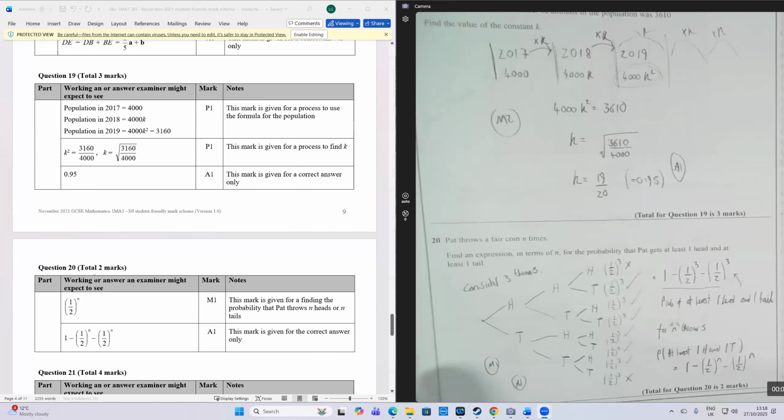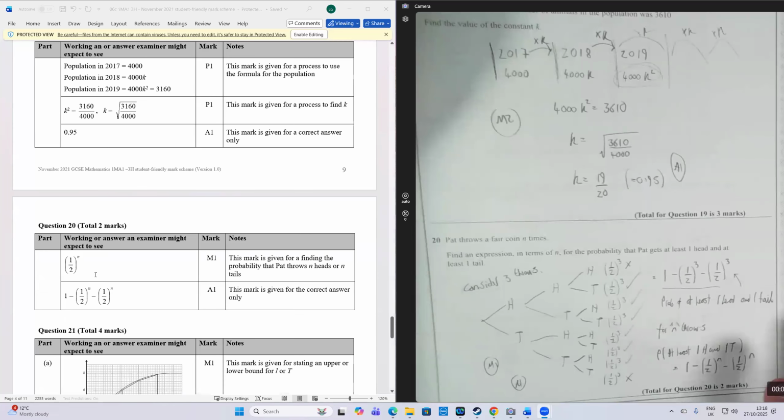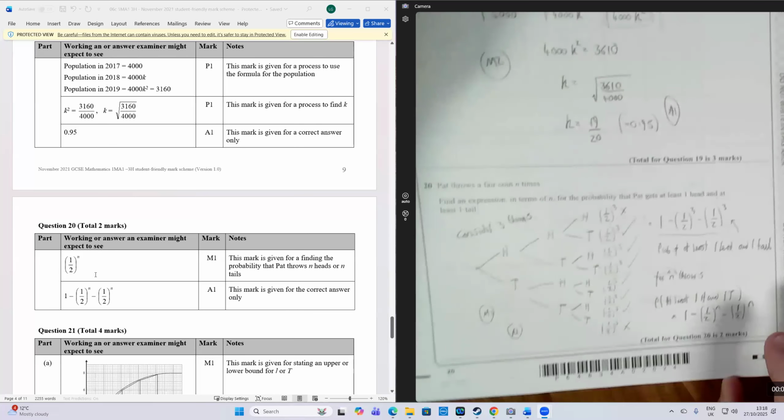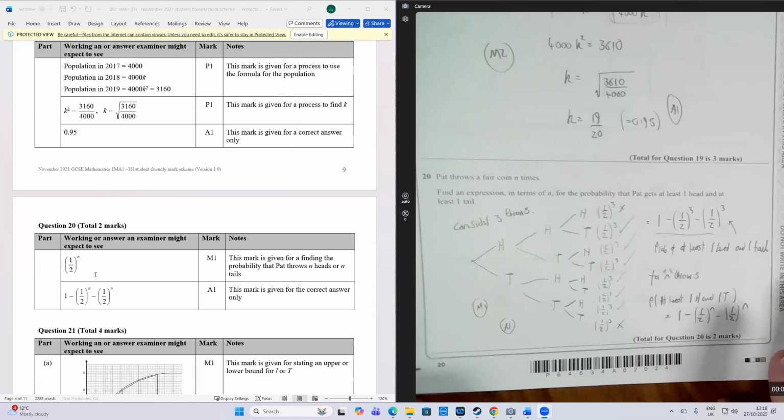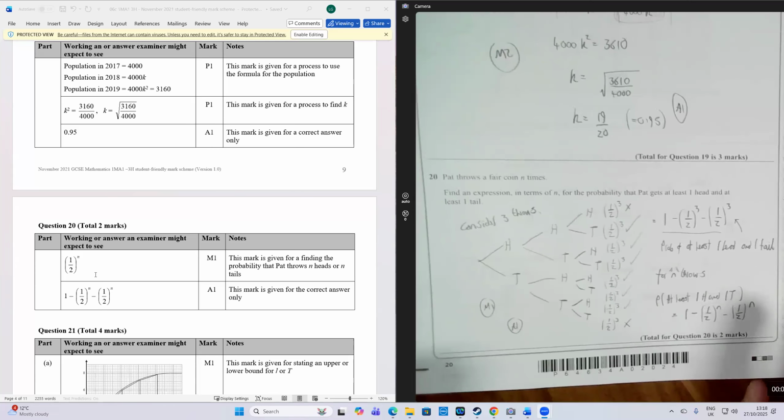Now this question 20, oh my goodness, I remember doing this paper with some of my year 11s, and I don't think many students got this one correct. It's a really tricky question. So in this question, it says Pat throws a fair coin n times. Find an expression in terms of n for the probability that Pat gets at least one head and at least one tail.